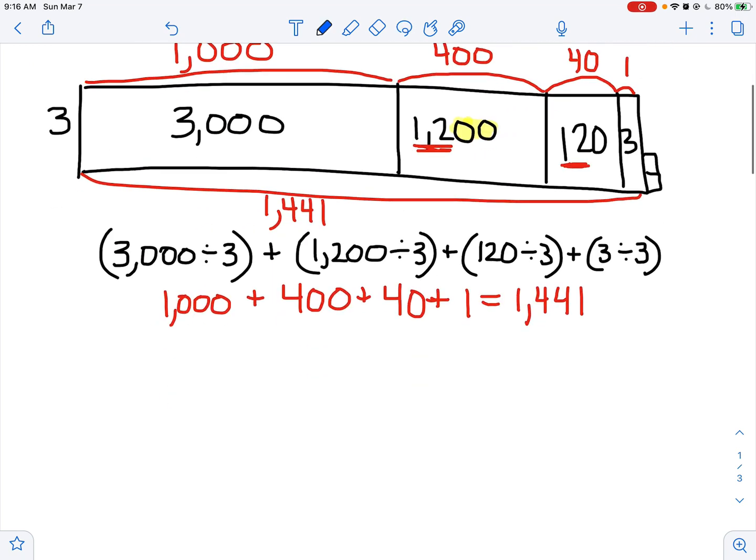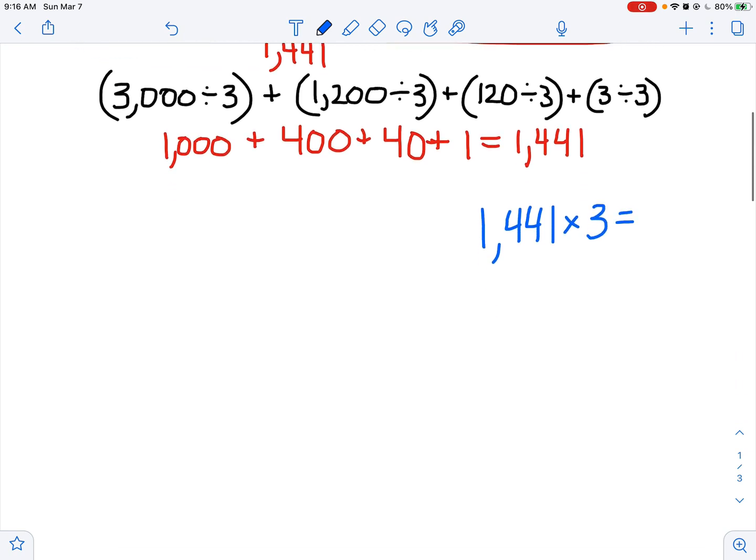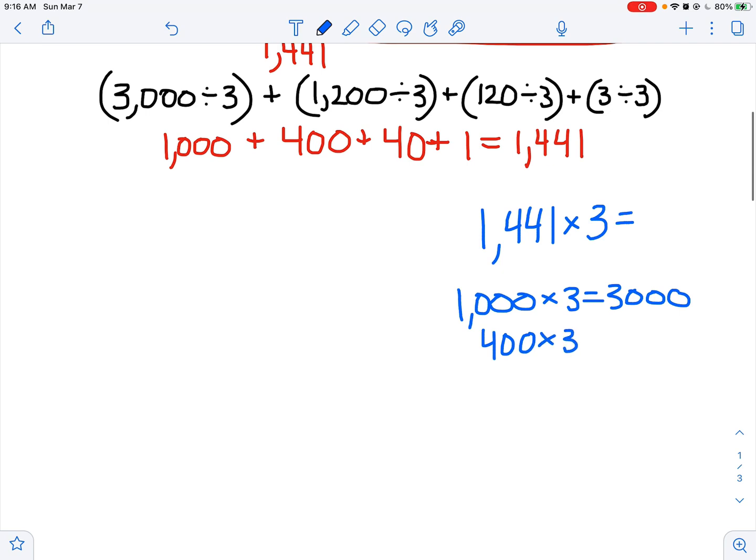So we would do 1,441 times 3 to check our work. So I can do 1,000 times 3, which I know is 3,000. 400 times 3, which I know is 1,200 because I know 4 times 3 is 12, and then shift it over by those 2 place values.